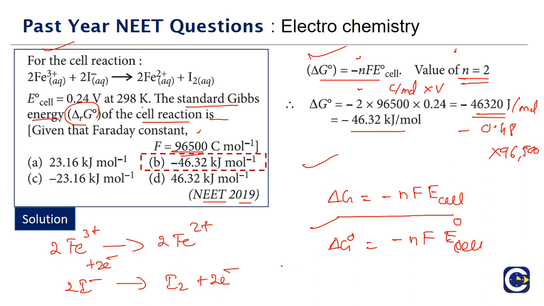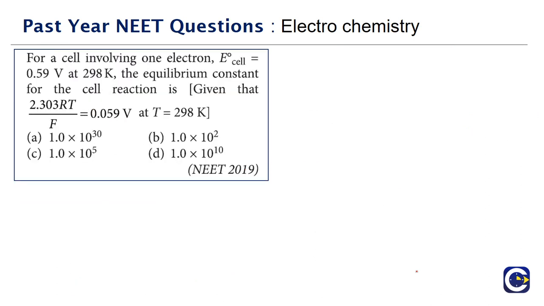Standard conditions for the electrochemistry part will be thermodynamic standard conditions. It means we look at a temperature of 298 Kelvin and a pressure of 1 bar, and the ion concentration in the solutions will be 1 molar. So let's move on to the next question.